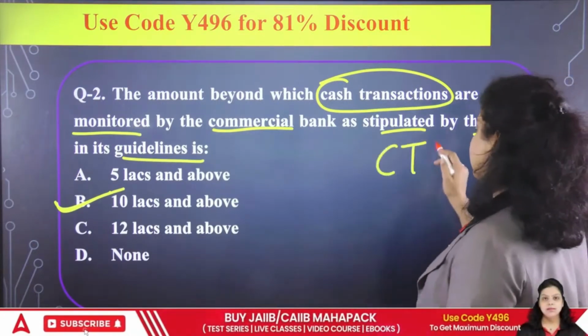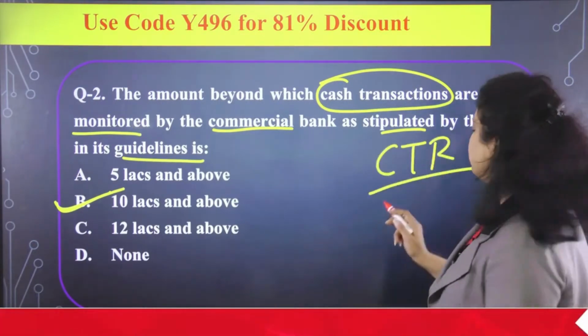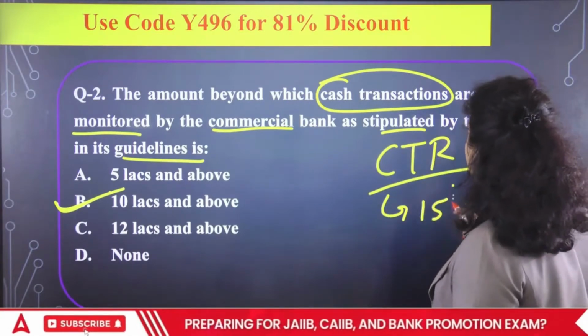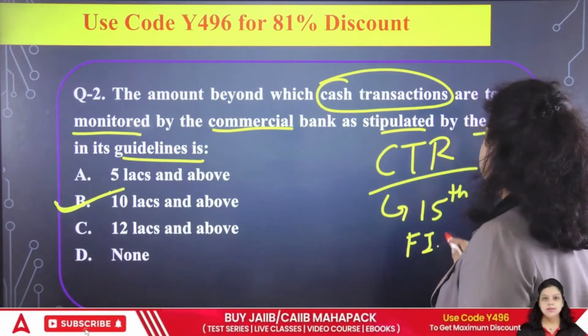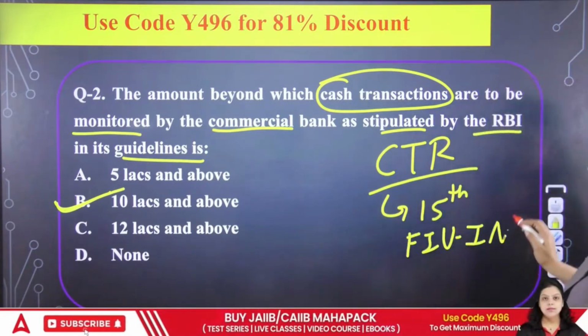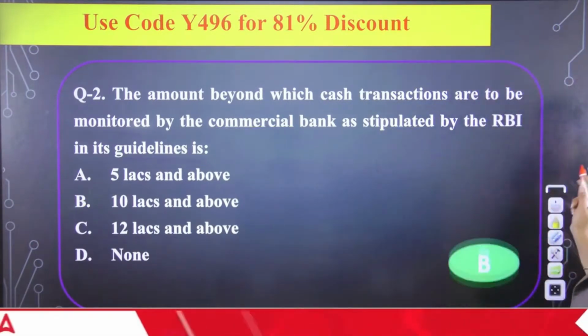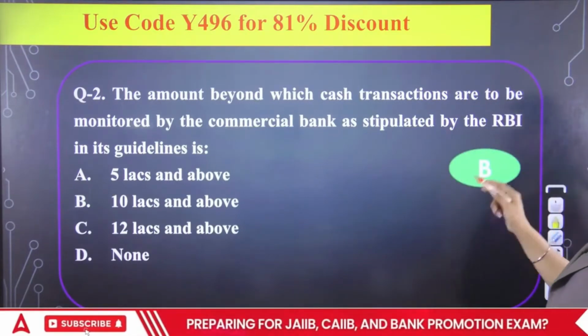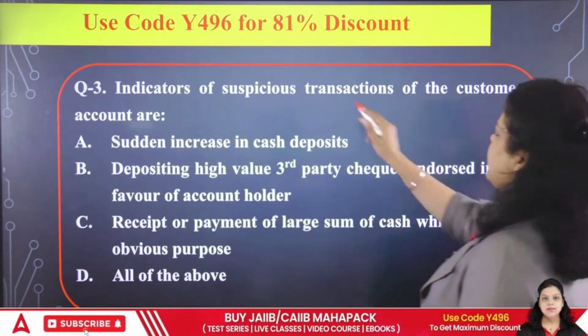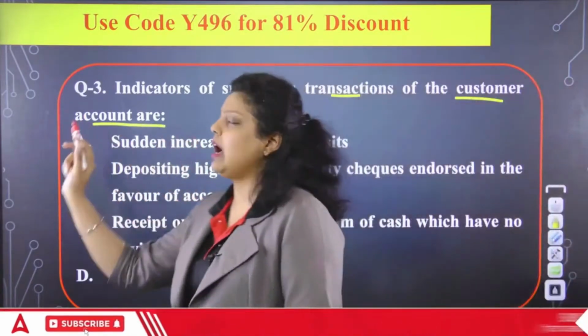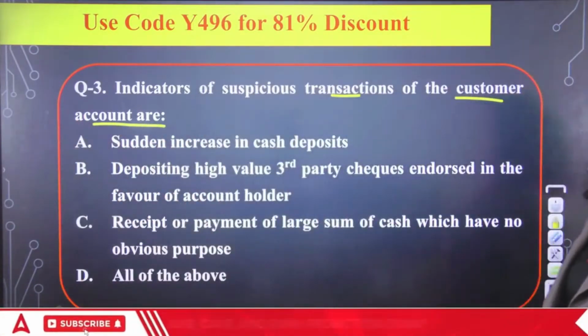Similarly, in case of cash transaction report, that report should be given on the 15th of your succeeding month to the FIUIND. Okay, Financial Intelligence Unit, India. Chaliye, right answer will be B. Next question is talking about indicators of suspicious transaction of the customer account. So which of the following is there?